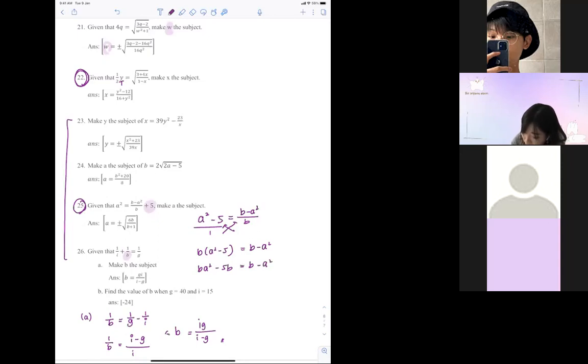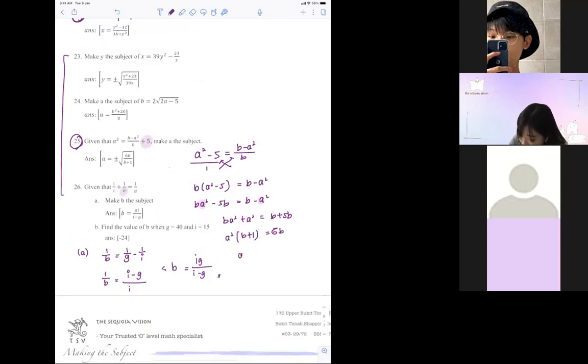Then we make A the subject. So A one side, no A one side. Okay, so last step. B plus 5B is 6B. Okay, then times bring over divide. Square, then you square root. When you square root, remember to put plus minus. This is 25.